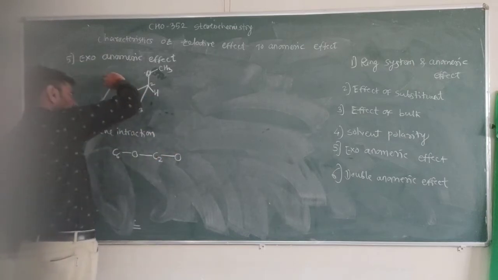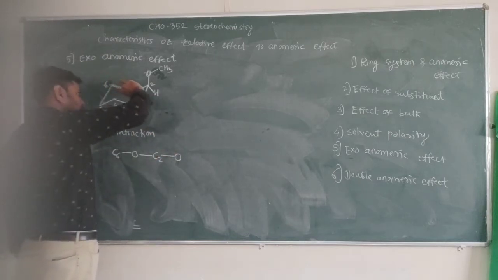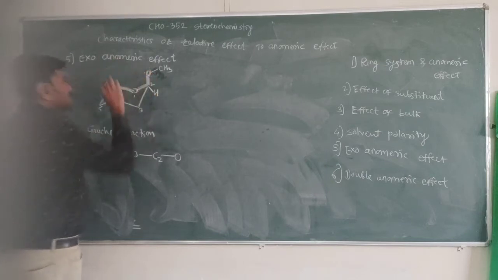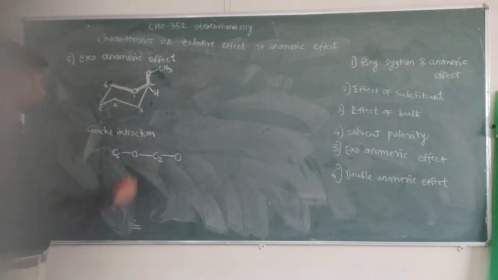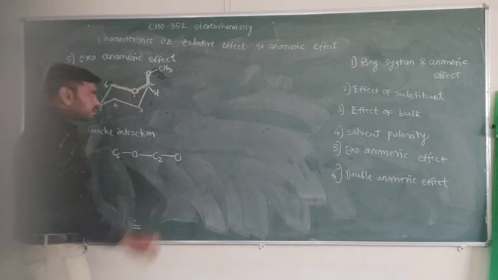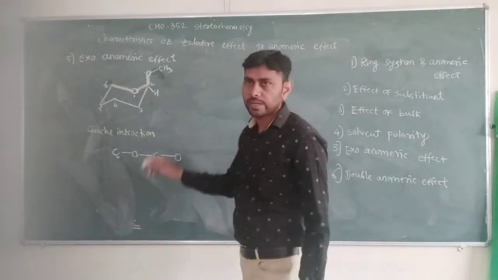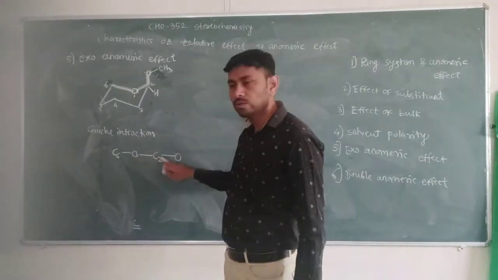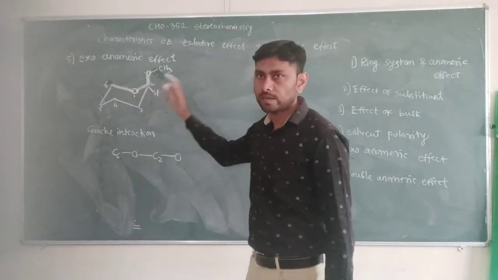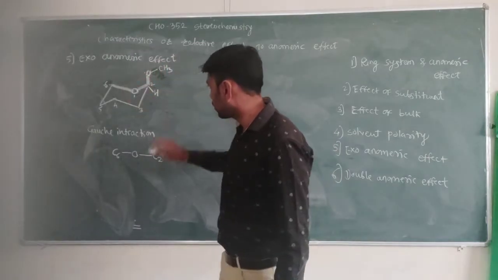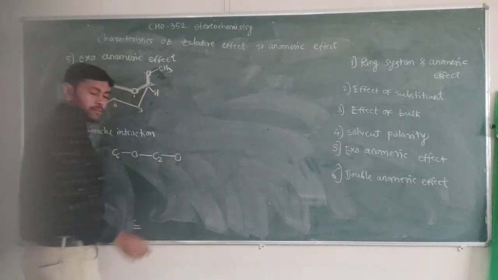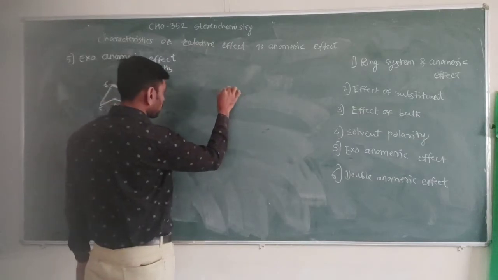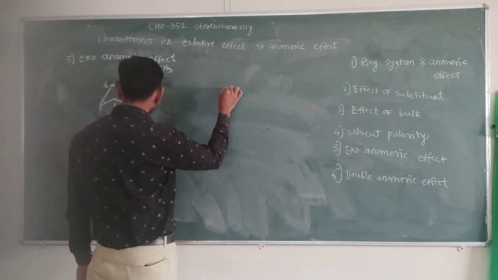See here, I am broadening this line. The gauche interaction is between C6, O, C2 and O. There is a gauche interaction here. So if this is a gauche interaction, then it is expected that, see this compound, I am drawing it again.